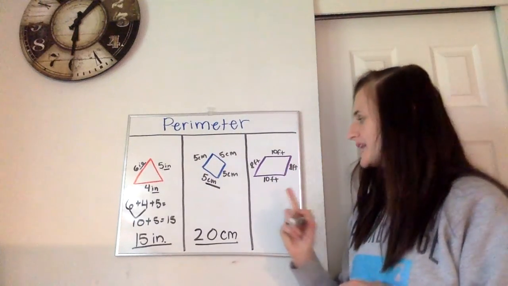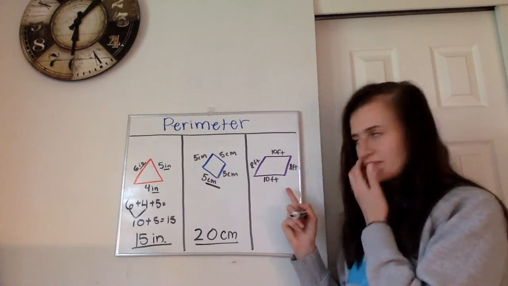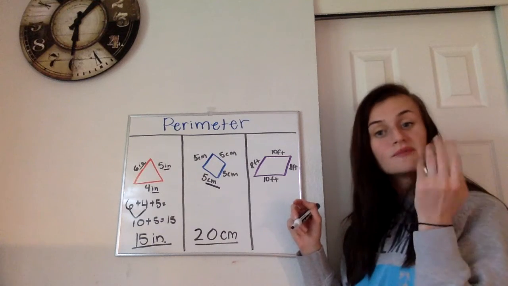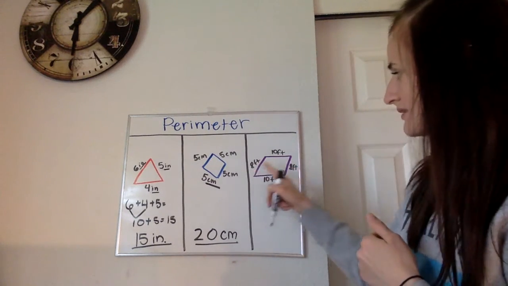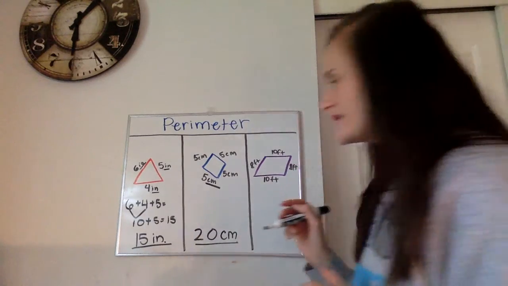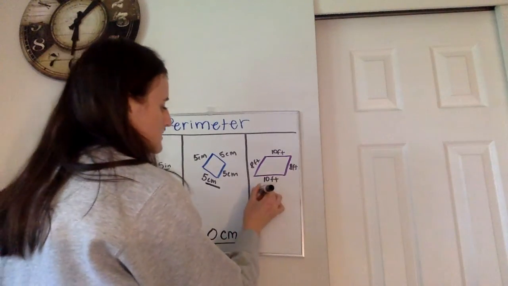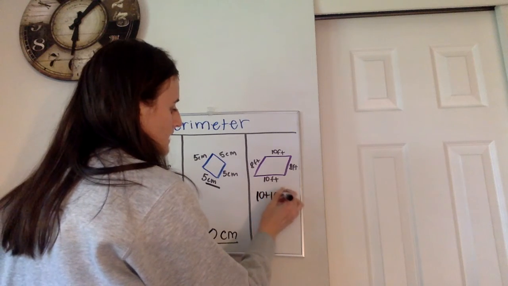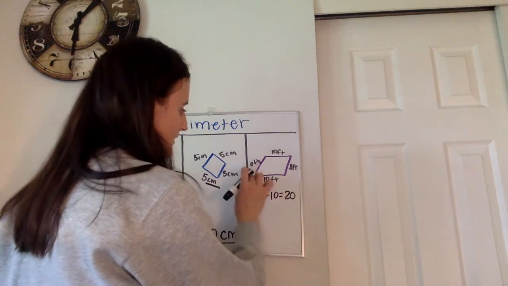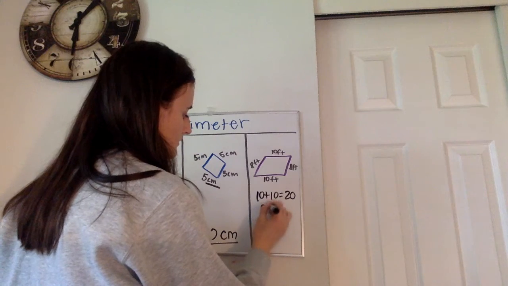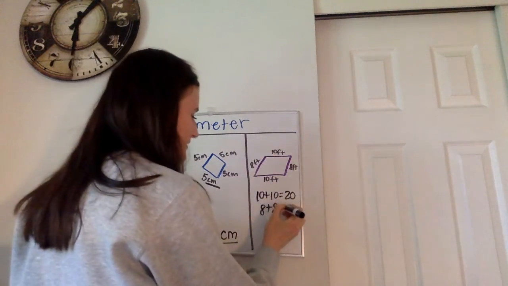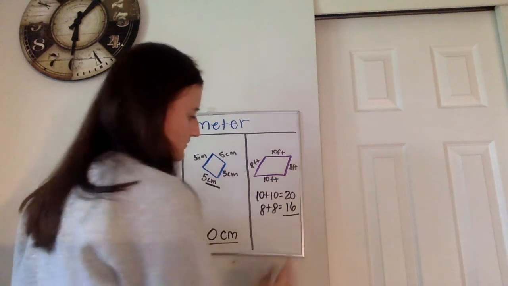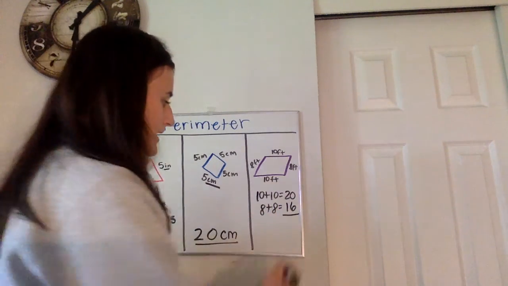And last but certainly not least, we have our parallelogram. There's some interesting things I noticed about my parallelogram that are going to help me add super quickly. I noticed that these 2 sides are the same length and those 2 sides are the same length. And I love my 10s. They're so easy to count. So I have 10 plus 10, which I know is 20. Then I have 8 plus 8, which equals, you guys are so good at your doubles, 16. So right there I can add those 2 numbers up and I'll get my answer.